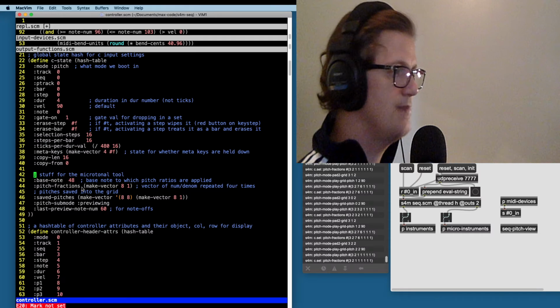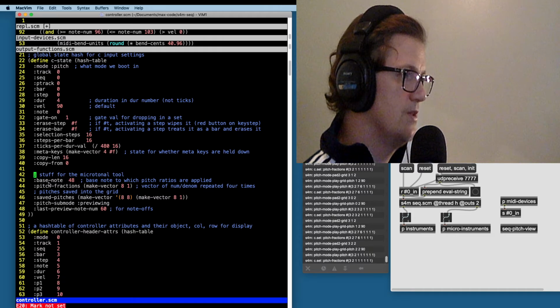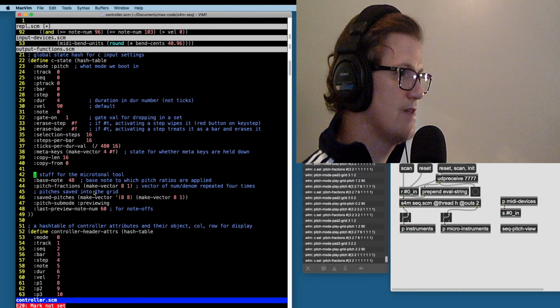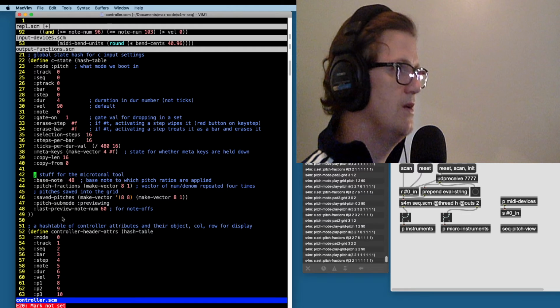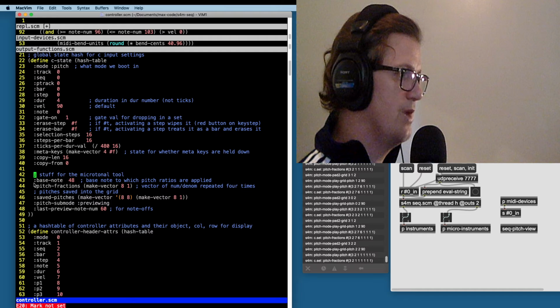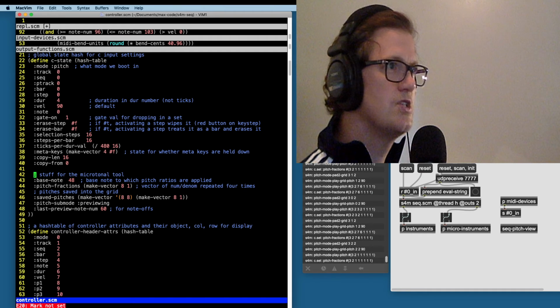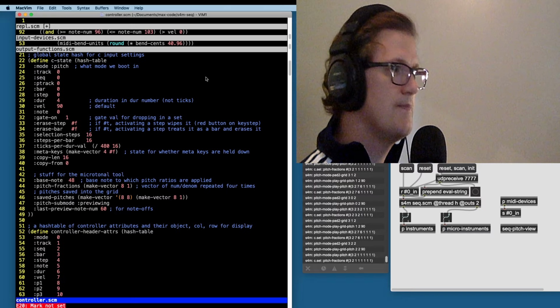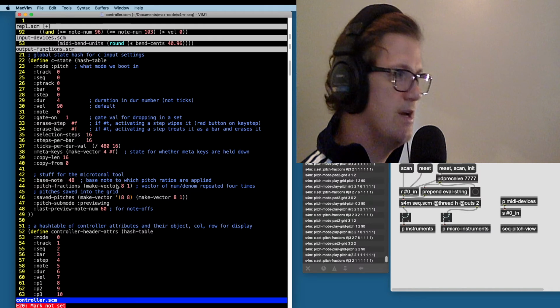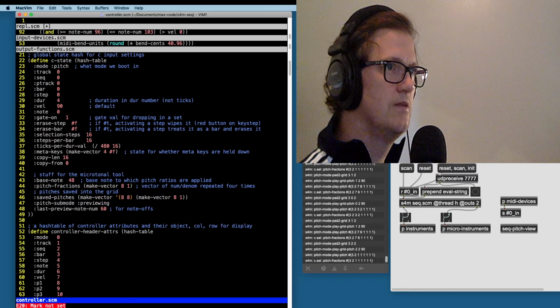So I have a state object that's keeping track of various things. This again is something that's a lot easier to do in code than in Max. Creating objects with a lot of state in Max gets pretty cumbersome. In Scheme, it's really easy. We're using an internal state hash table. We have our base note, which is a C for now. Our pitch fractions, that represents this row on the top. That's a vector of 8 numbers. Our saved pitches is a multi-dimensional vector representing this grid.